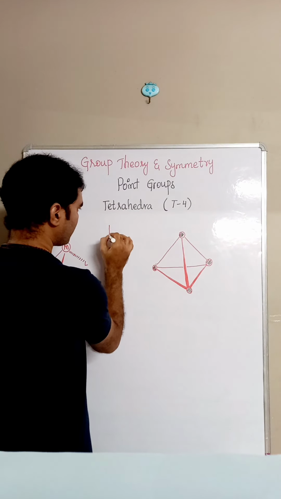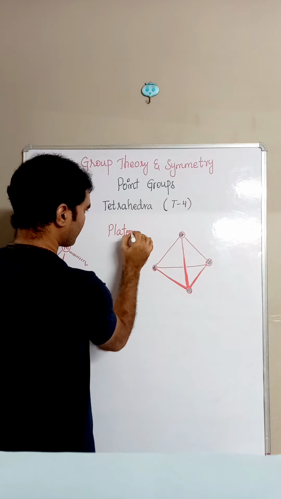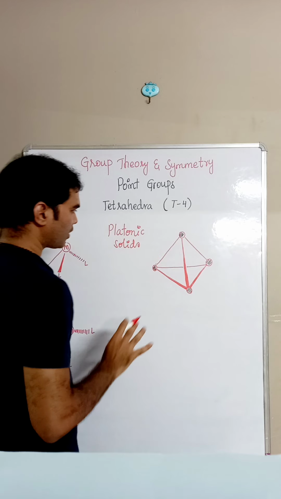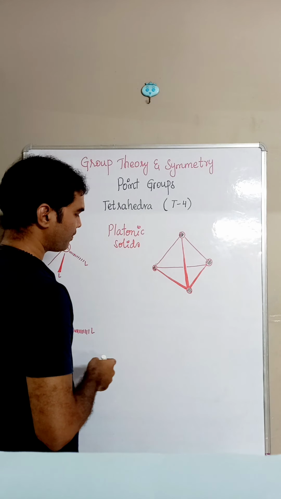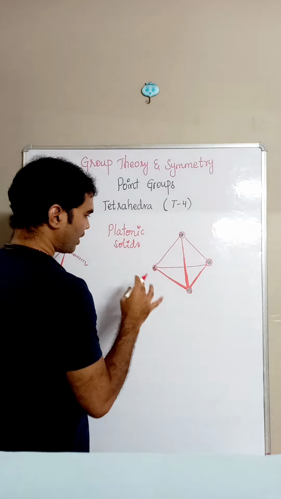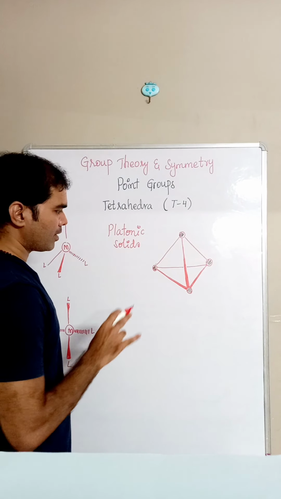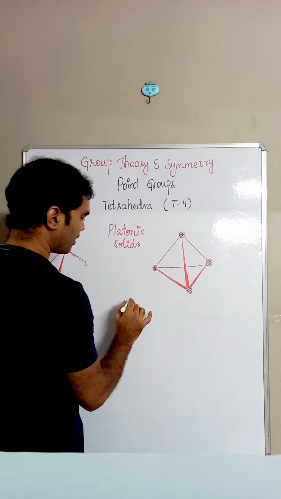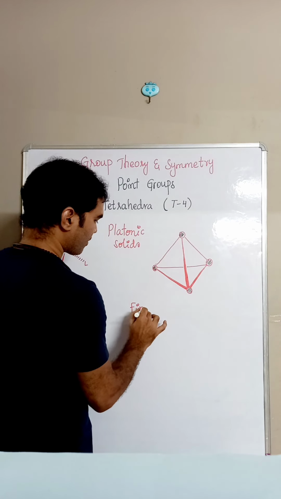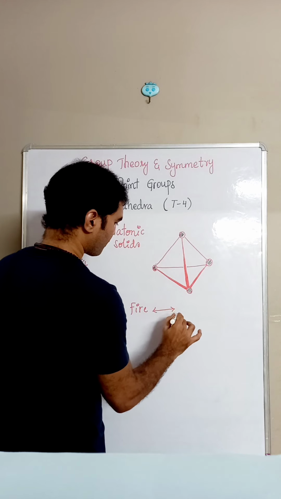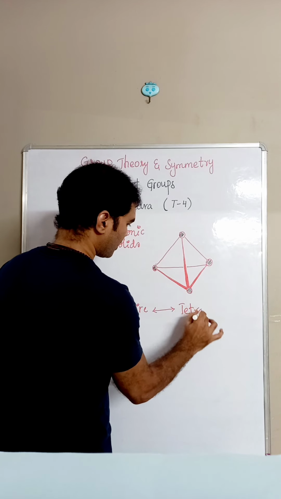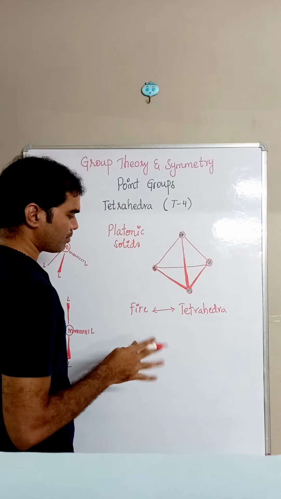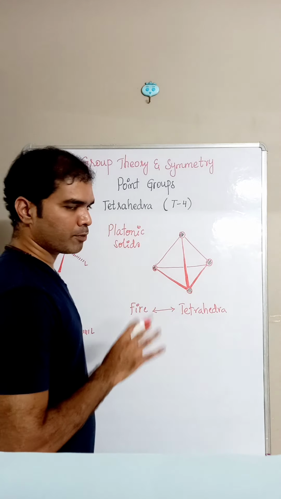Also, this tetrahedron forms one of the platonic solids. There are 5 platonic solids and this is one of them. The 5 elements that make up the universe were correlated to these 5 platonic solids, and this is correlated to fire. The other elements being earth, water, air and ether or space are correlated to the other 4 solids.